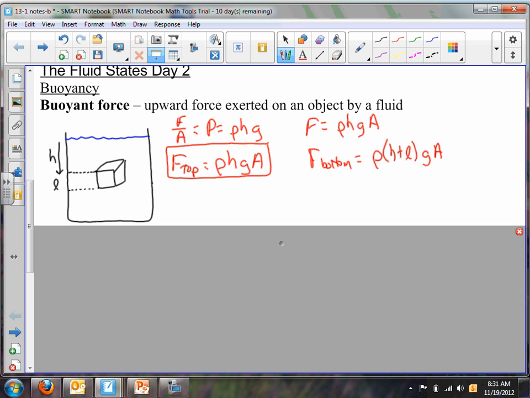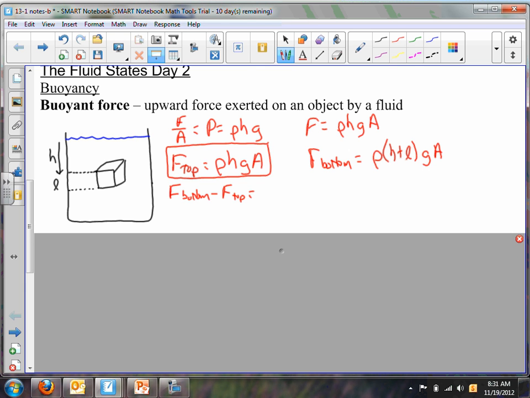If we take the force on the bottom minus the force on the top, and I'm going to expand this out, the force at the bottom is PHGA plus PLGA. That's just the force of the bottom.